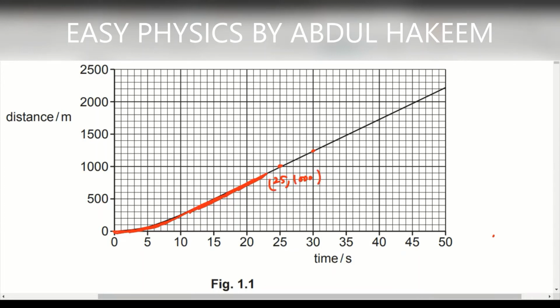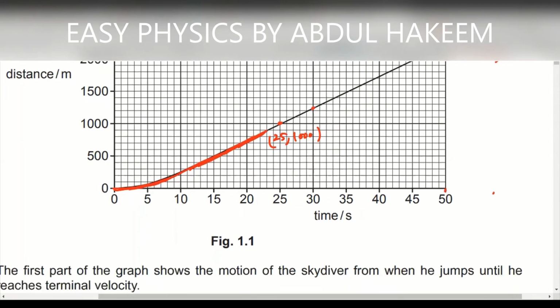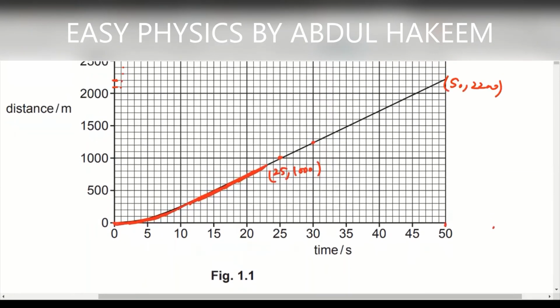Now, another point: suppose this is 50, and its value is this one. So 1, 2, 3, 4, and 5. This is 2100. This is 2200. So this is 2200 meter distance. So we have to mention these 2 points. The first point is 25 and 1000, and the second point is 50 and 2200.